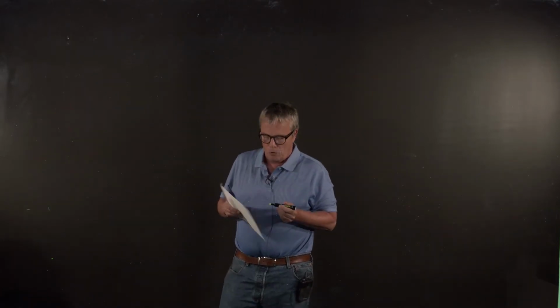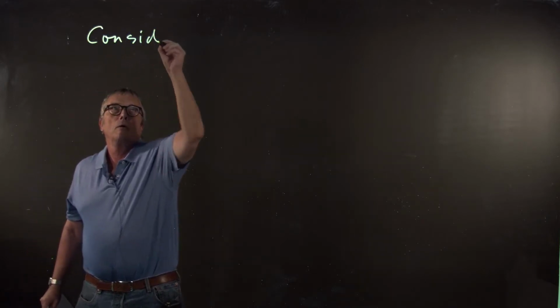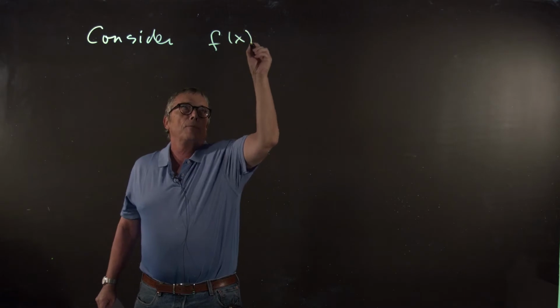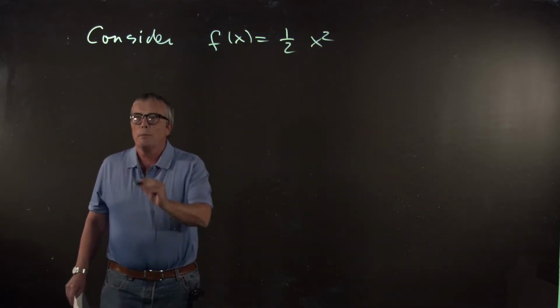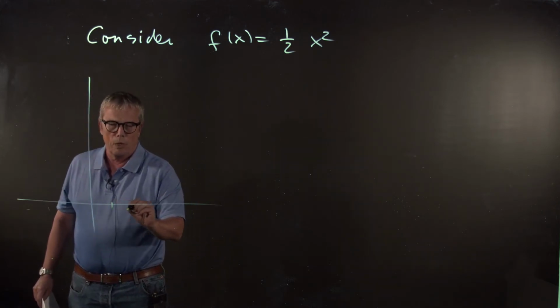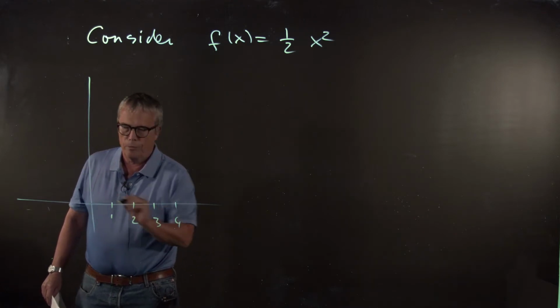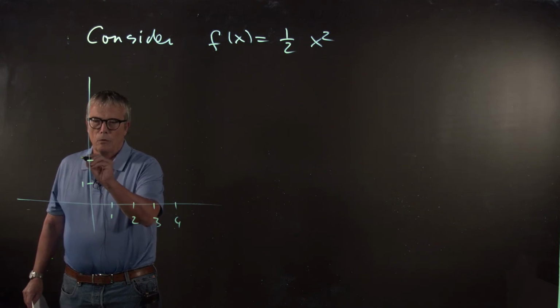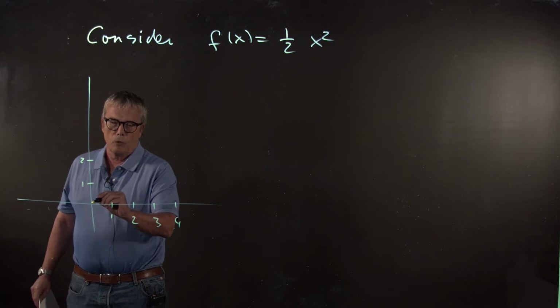Something else which can be computed using algebra is slopes, the slope of a function. So consider f of x, I give an example, equals 1/2 of x squared. Let me make a picture. I'm only interested for the moment in the positive part. So this is 1, 2, 3, 4. At the point 1, it's 1/2, so the function looks like that.